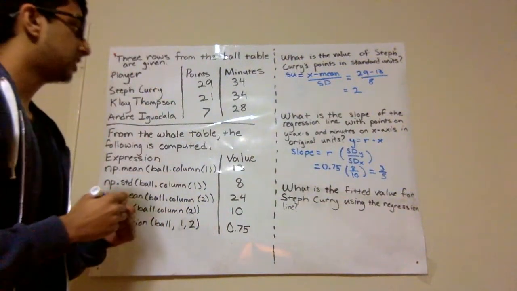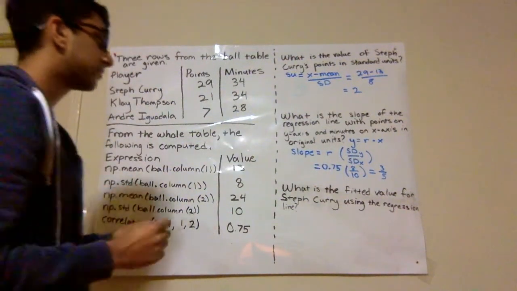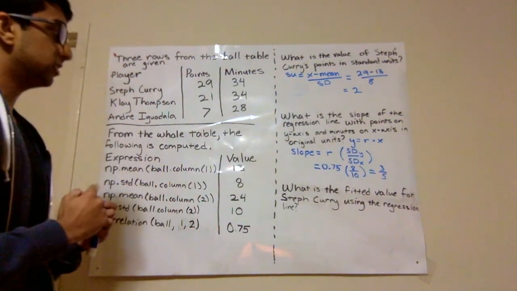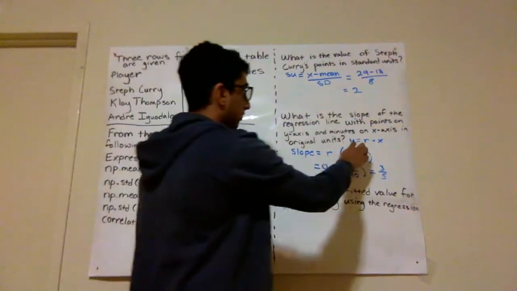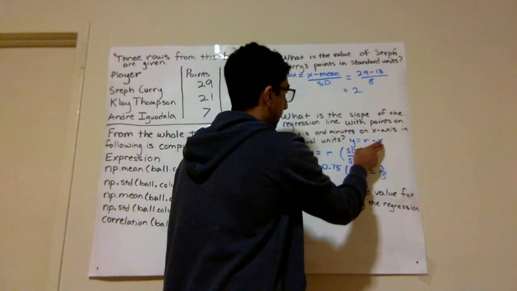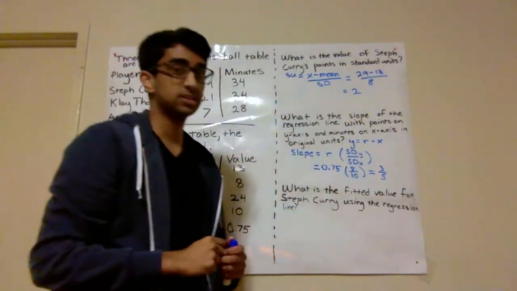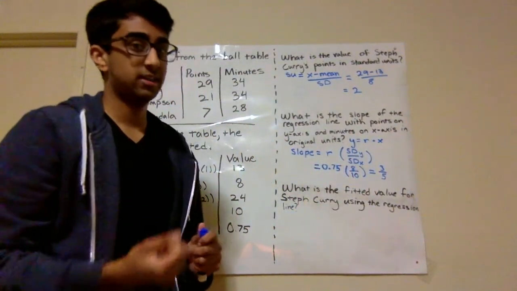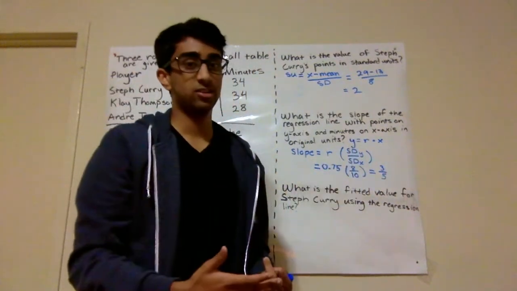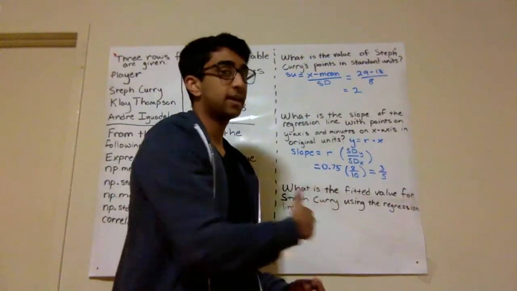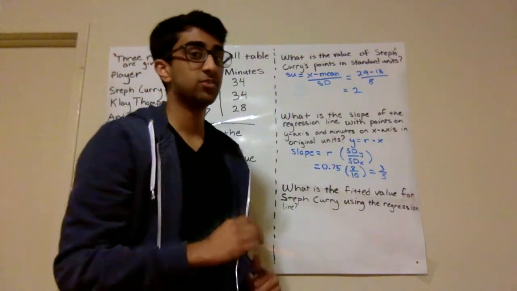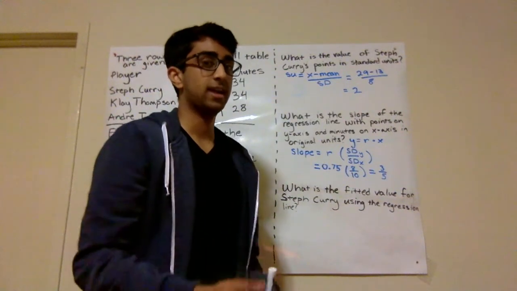Alright, so now we want to find the fitted value for Steph Curry using the regression line. One way we can do this is to convert x over into standard units, and then we can just use r, and from there we know what y would be in standard units, and then we convert that back over to original units. So that's the process we're going to take in this first case, and then I'm going to go ahead and do it a different way.